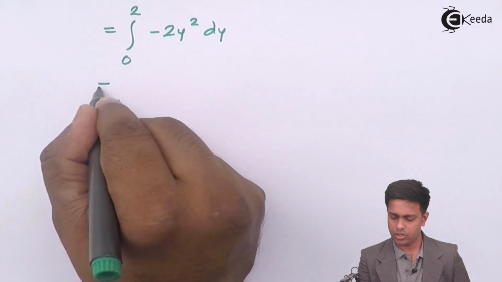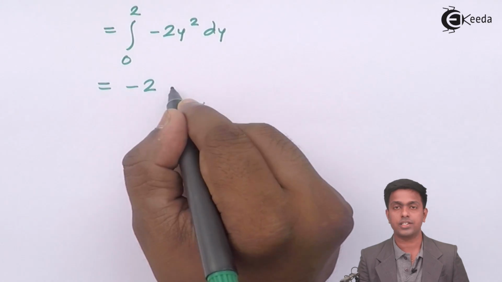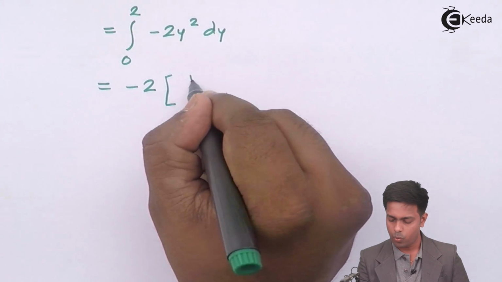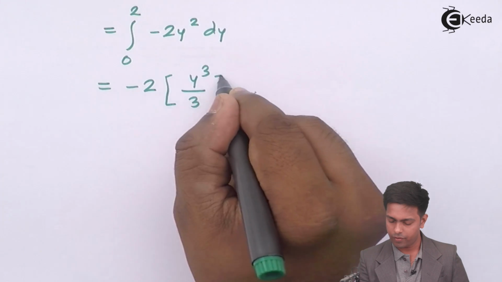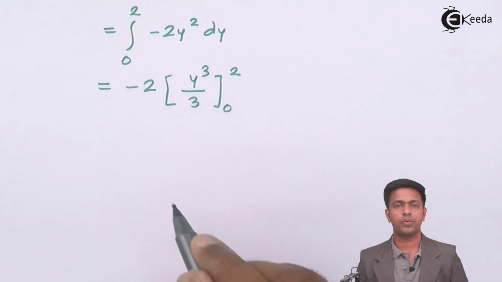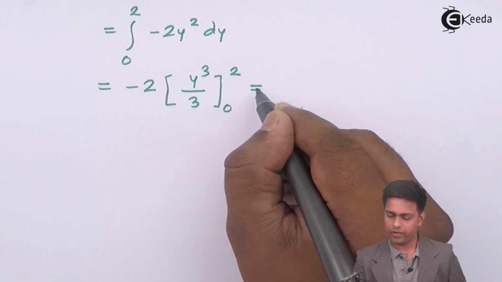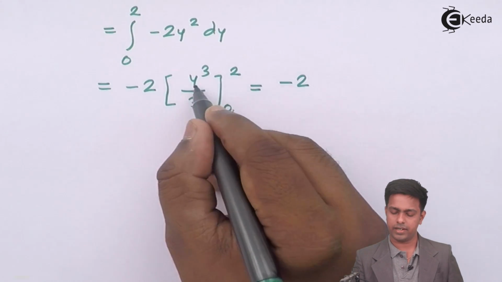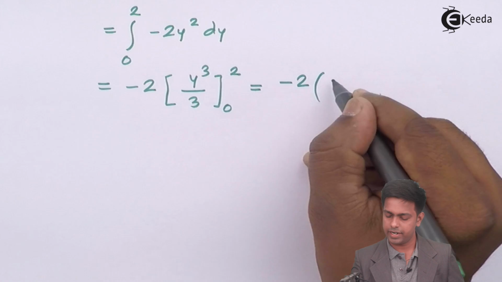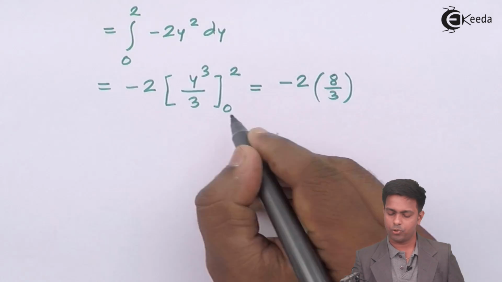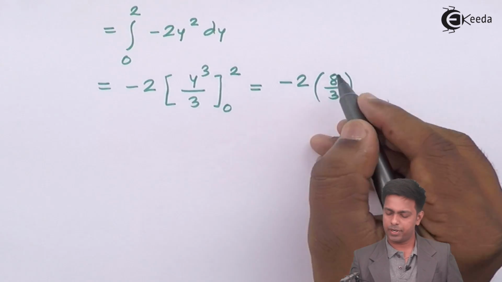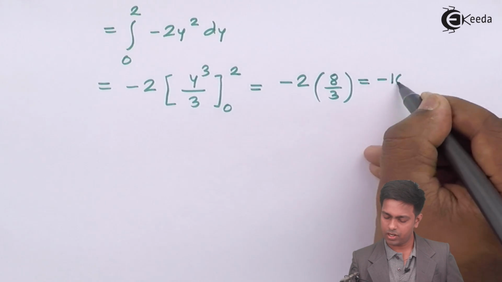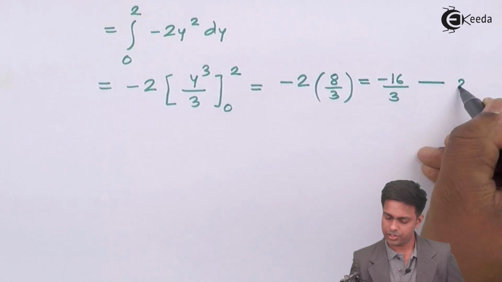So negative 2 is a constant, let's take it outside. Integration of y square is y cube upon 3 from 0 to 2. Now let's find it out. If I put the upper limit as 2, negative 2 as it is, then we will get 2 cube, which is 8 upon 3, and if we put 0, we will get 0. Now the multiplication of this is negative 16 upon 3. Now let's call this equation number 2.